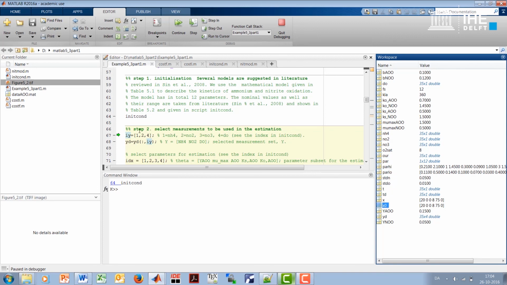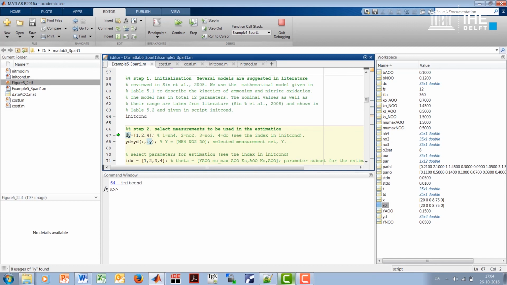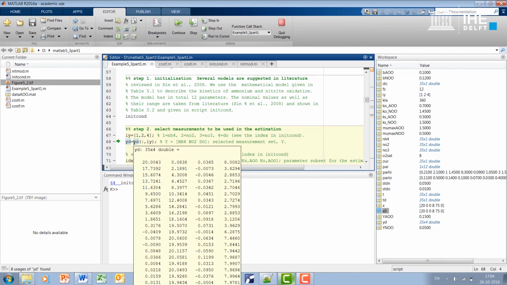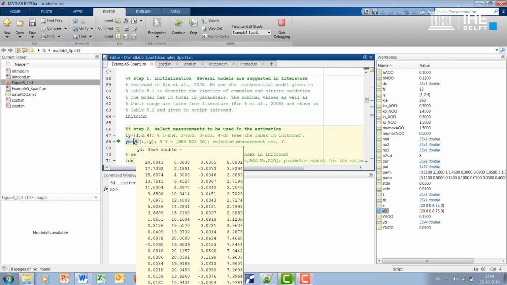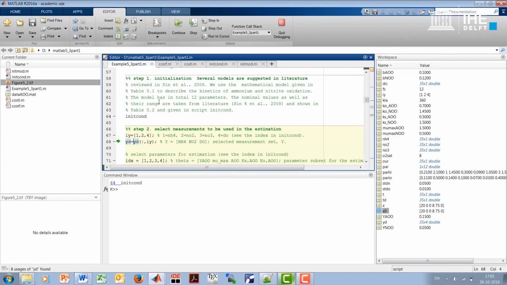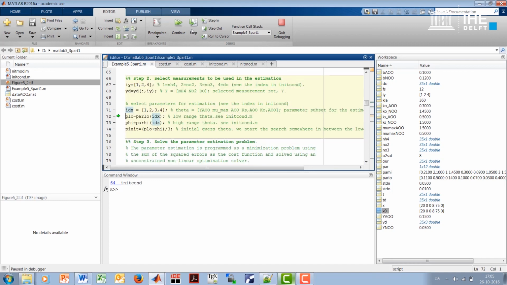Next, the parameter indexes for estimation are selected. One, 2, 3 and 4 are selected for the yield, maximum growth, substrate and dissolved oxygen affinity, respectively.